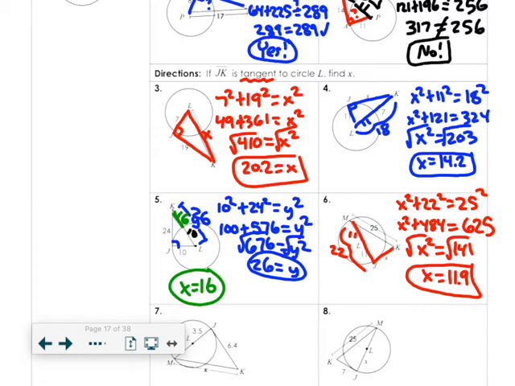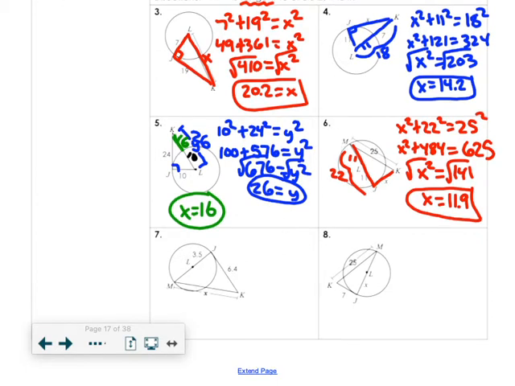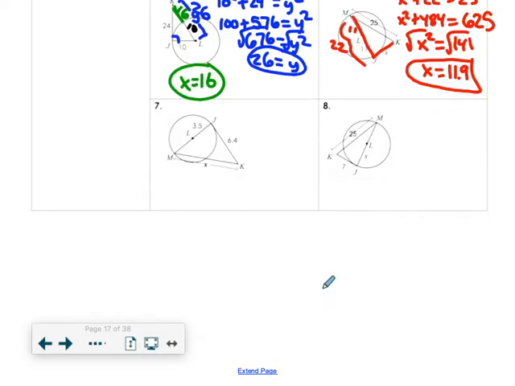Same exact trick for number 7. Very similar picture. We want that hypotenuse this time to be x. So this is our right angle. We know that one of our sides is 6.4. The other side is 3.5 plus 3.5, so this is 7. 3.5 times 2.